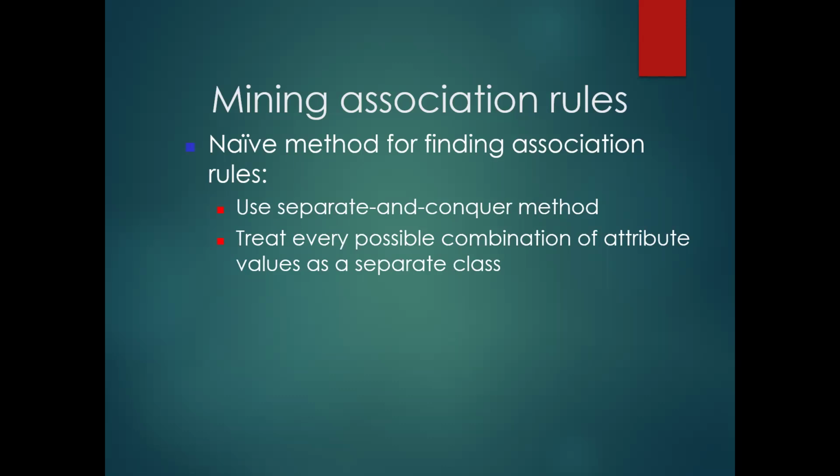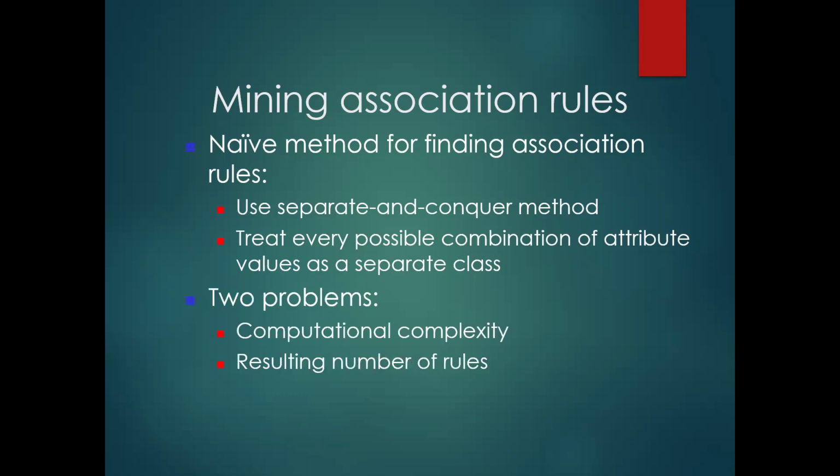Now, compared to classification rules, in classification you create a rule for a class attribute. That means on your right hand side, we will always have the class. But in association rules, it can be anything. That's exactly what we are going to do.